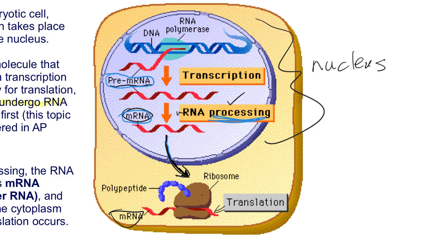It comes out of the nuclear membrane, attaches to a ribosome, either free floating in the cytoplasm or stuck on the rough ER. Once the mRNA gets on the ribosome, with the help of tRNA, the protein, polypeptide, remember, is a protein, is built.